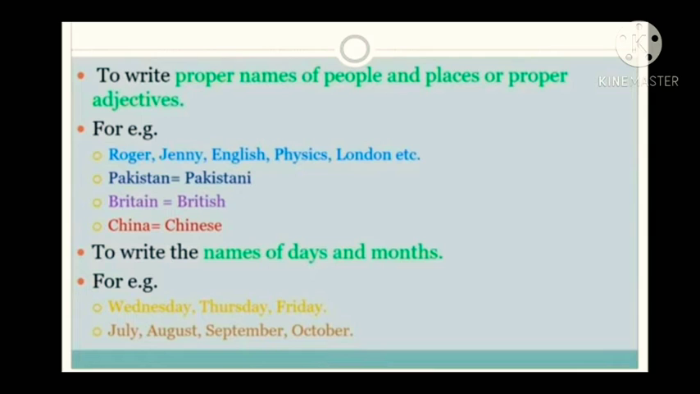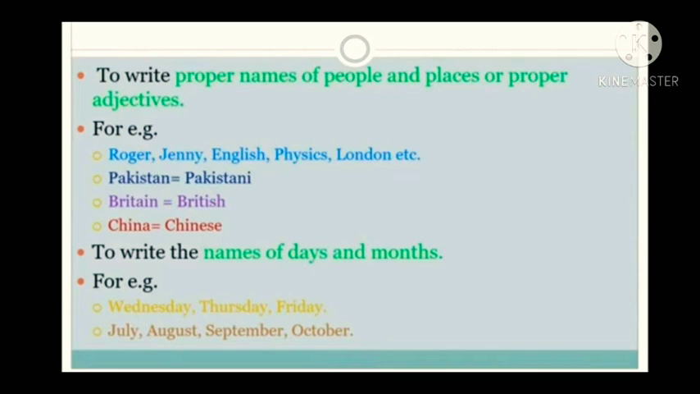Now furthermore, to write proper nouns, proper names of people and places, or proper adjectives, we also use capital letters. For example, Roger, Jenny, English, physics, London. So these all are proper nouns. Pakistan, Pakistani, Britain, British, China, Chinese. For all proper nouns, proper names of people, places, language, country, state, religion, we use capital letters for beginning them.